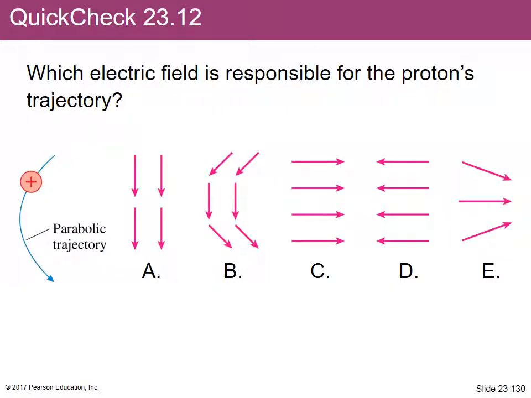Which electric field is responsible for the proton's trajectory? The answer is C. Like a gravitational field, the charge follows a parabolic trajectory in a uniform electric field.